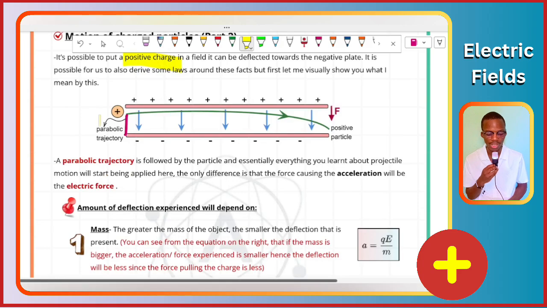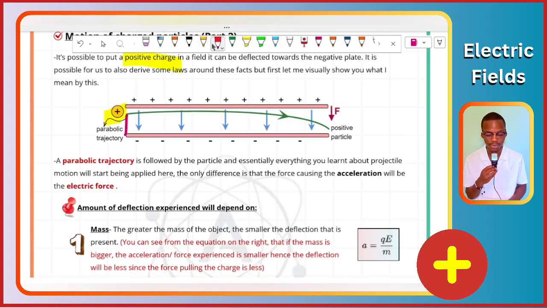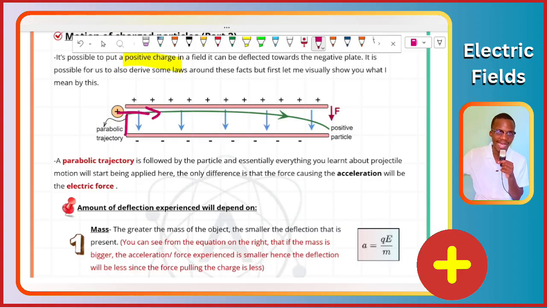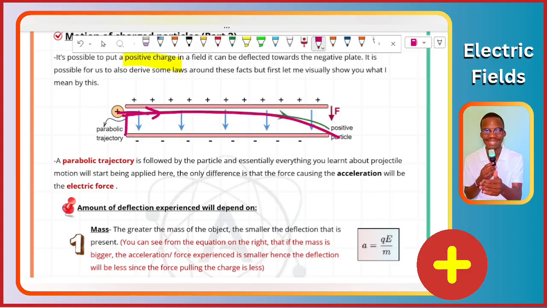Okay, so let's assume you have a positive charge like this. It is possible for you to project it horizontally. So project it like so. As you project it like that, it's going to move in a path that is initially tangential to that motion, but then over time it's going to move down like that. So it's following that curved path simply because we have an electric force that is causing it to move down, causing it to deflect down and down and down.